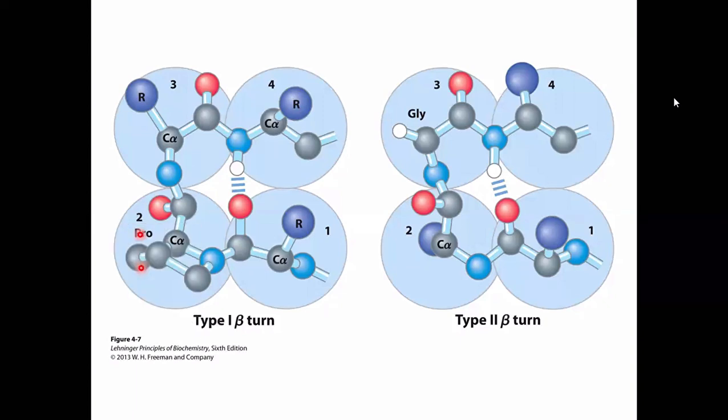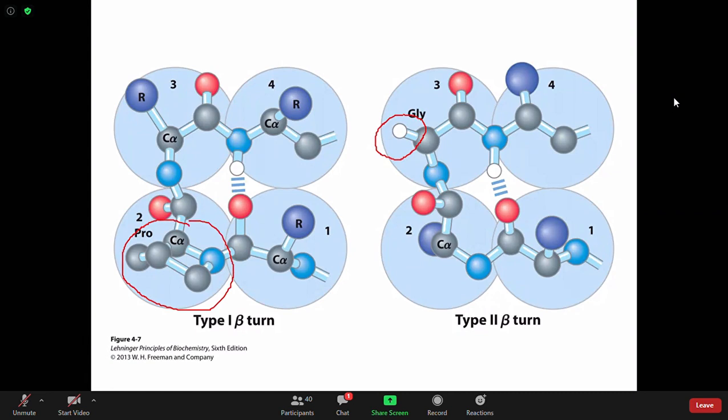So the white one, I need to use the pen. That one is the side chain of glycine, the smallest amino acid. That's why it's flexible. But for proline, it has this ring, which is very flexible. You can see my drawing in red, right? Okay, so that's the difference between proline and glycine.